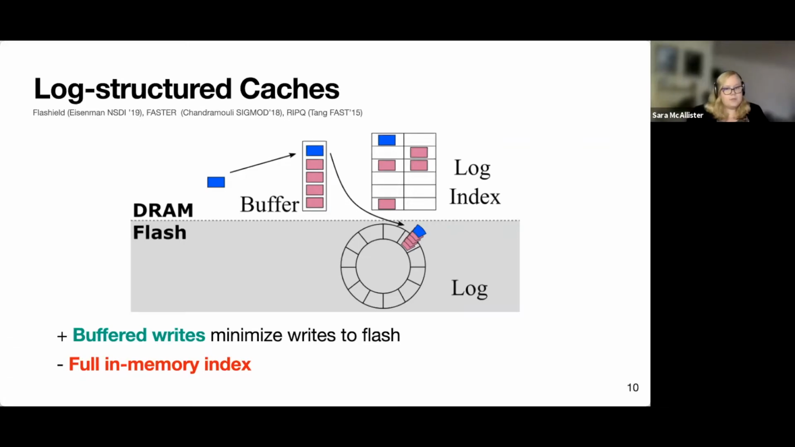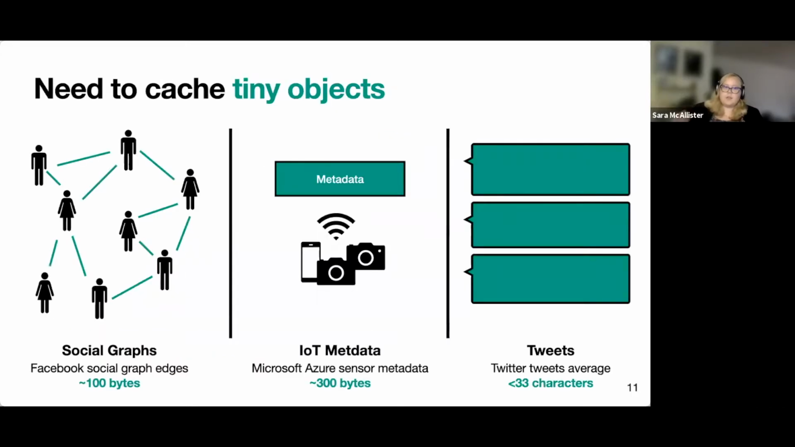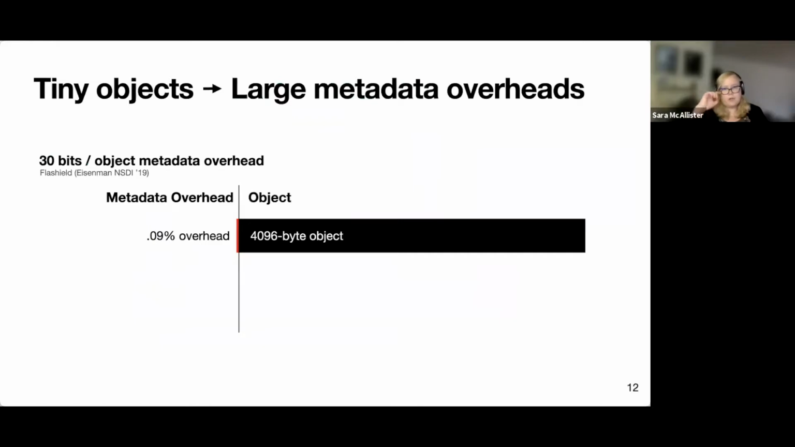And so this full in-memory index becomes a large problem when you have tiny objects. As I said earlier, we need to cache tiny objects because it's a common application use case. But if we look at the overhead for tiny objects, when we have a full in-memory index, we start to see a problem.